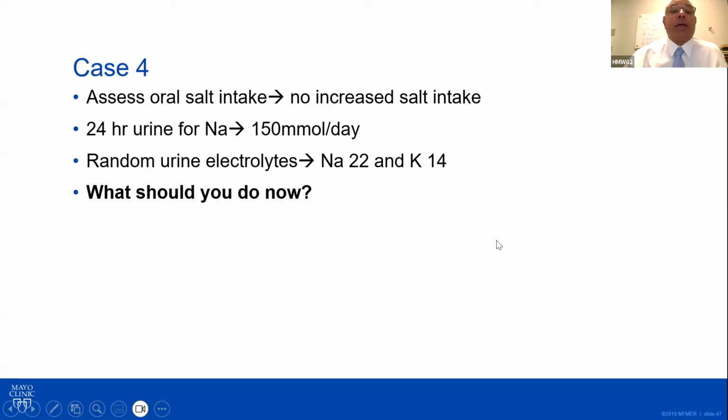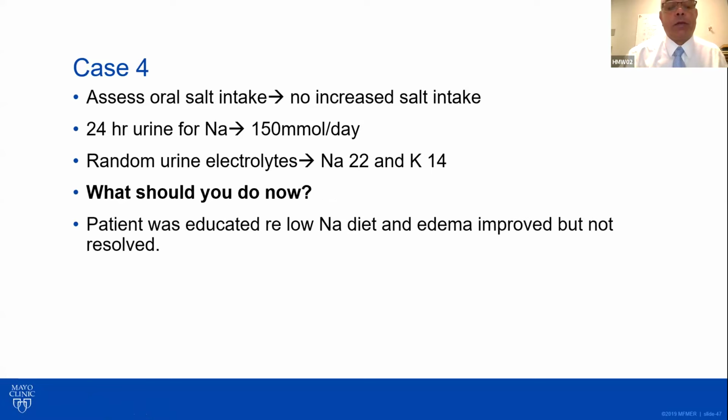So that indicates that she's not compliant with her diet. So what should we do? We have to send her to the dietitian and try to educate her about reading the salt labels, try to educate her how much salt is in a tablespoon of table salt, and try to tell her to use different kinds of seasoning with her diet to avoid excessive salt intake.